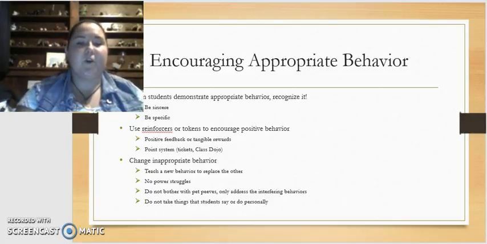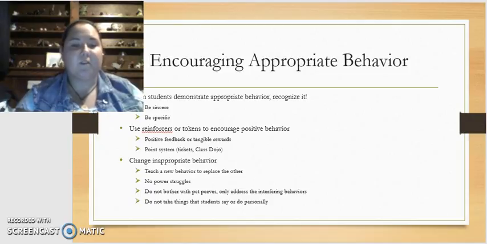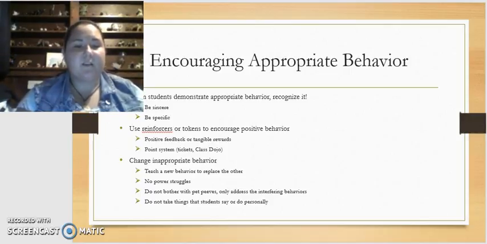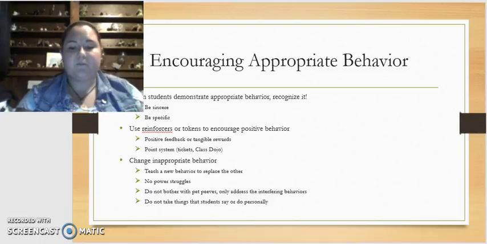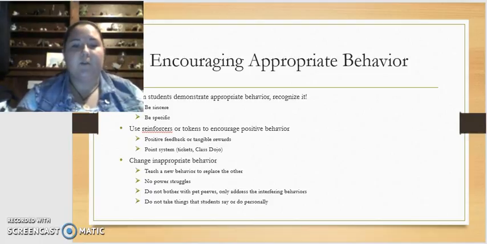Use reinforcers or tokens to encourage positive behavior. Positive feedback and tangible rewards are considered reinforcers. Tangible rewards are like materials, like you could do a prize box. There's point systems. In every class I've been in, we had a point system. Last year, the kindergarten room I was in did Class Dojo, where students earn points for good behavior, and once they reach a certain amount, they get a prize.